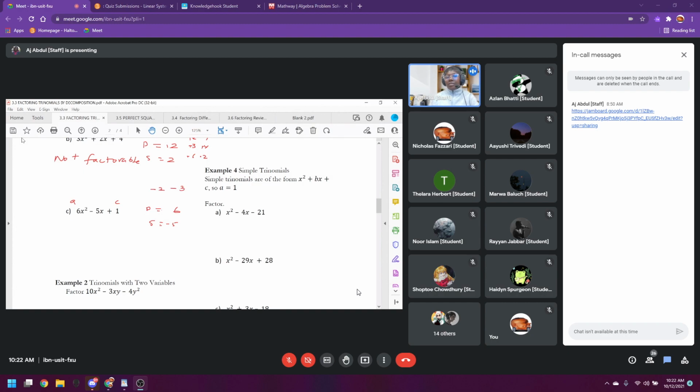-2 and -3. If I add them together, I get -5. If I multiply them, I get +6. So I'm going to decompose the middle term: 6x squared minus 3x minus 2x plus 1. And then group factor them. I see that 3x will go into both. So 2x times 3x, sorry, 3x. 3x is on the outside, and minus 1 on the inside.